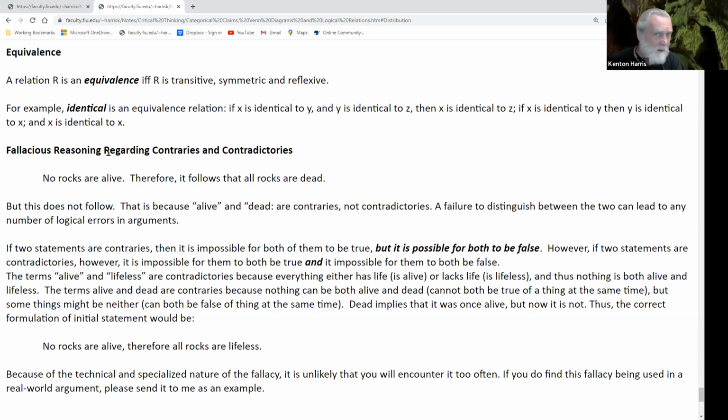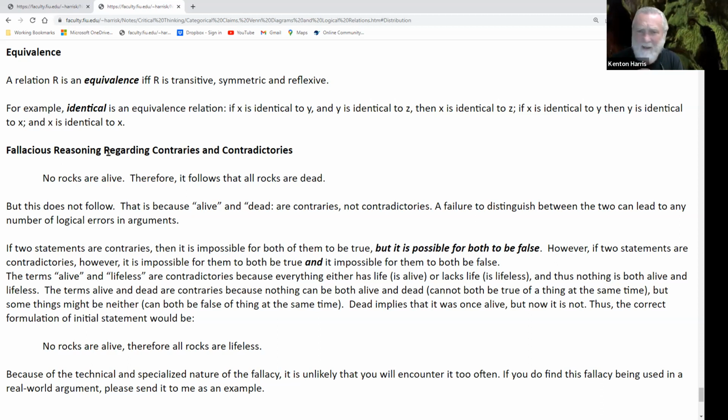Nothing can be both alive and dead at the same time, so they're contrary. But strictly speaking, they're not contradictory terms. The contradiction of alive would be lifeless, right? So anything which is alive is not lifeless, and anything which is lifeless is not alive. Those are genuinely mutually exclusive classes, and they are contradictories, right? So if I know it's lifeless, I know it's not alive. And if I know it's alive, I know it's not lifeless.